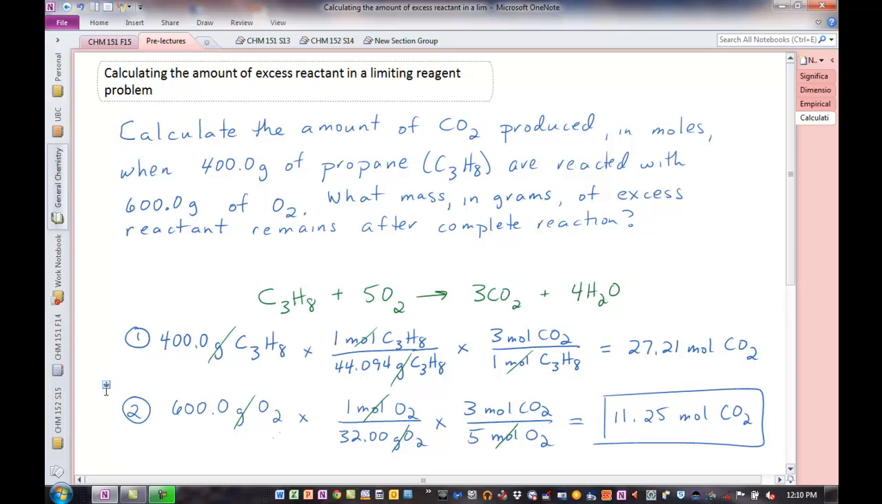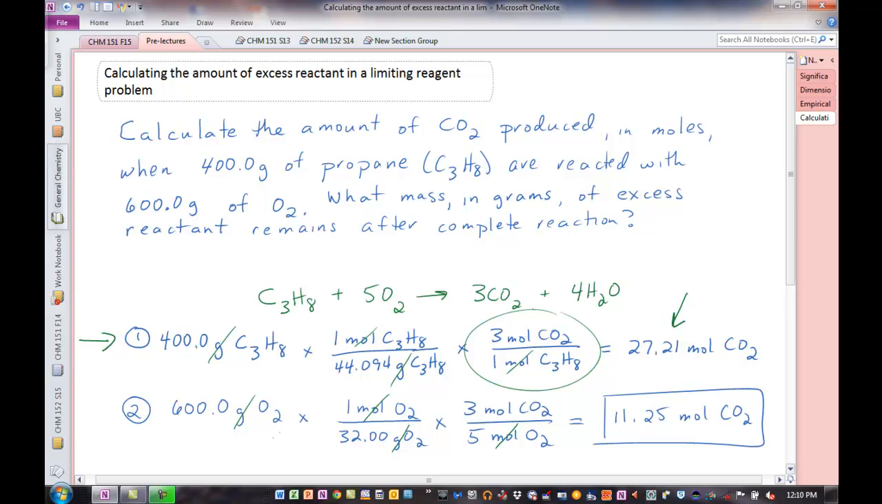So the way we work this problem, and it's outlined here, is we looked at each reactant separately. So let's start with propane, C3H8. That's the first calculation shown. If all 400 grams of propane were to react, how many moles of CO2 could we get? In effect, we're ignoring the O2 at this point. We're just looking at the one reactant. If that were all to react, how much product could we get? And as usual with a stoichiometry problem, we use the molar mass of propane to convert to moles and then apply the mole ratio from the balanced equation to get the moles of product.